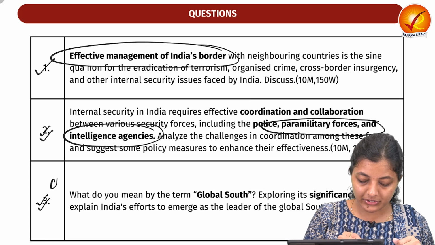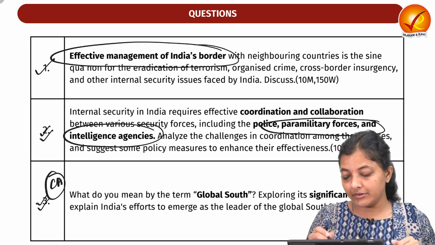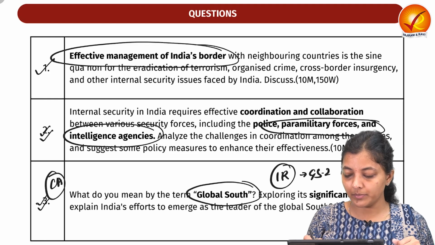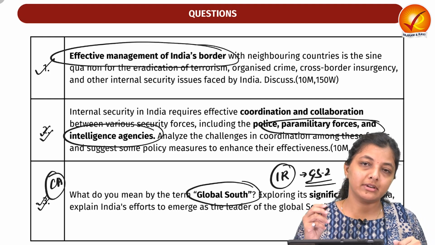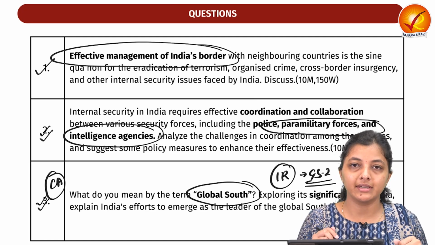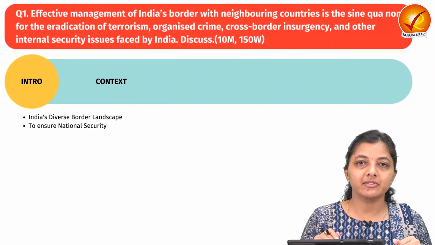The third question, which is current affairs based, is related to international relations from the GS2 topic. It's related to the concept of the global south and its significance for India. So let's start with the first question.